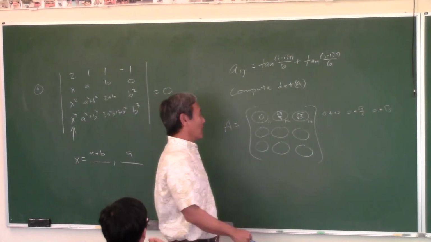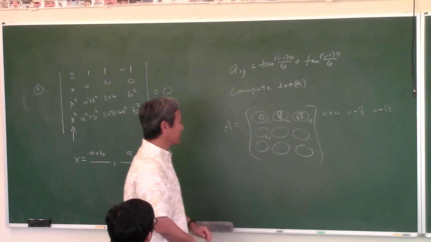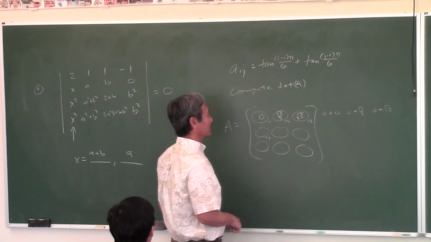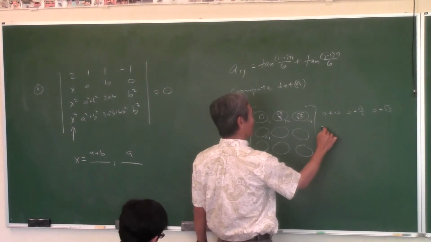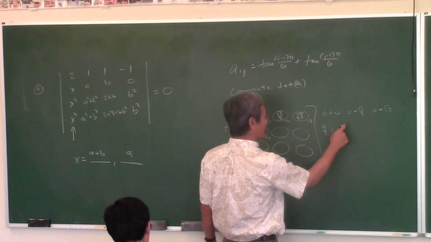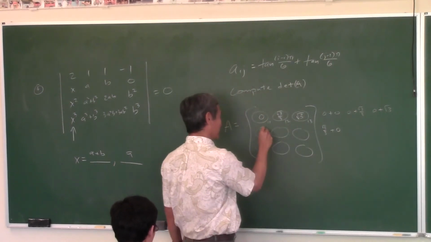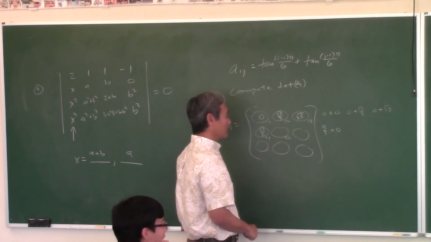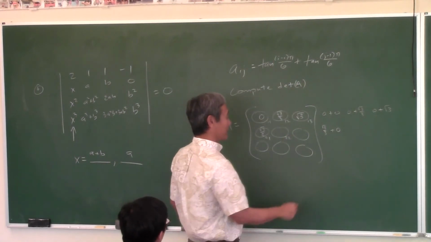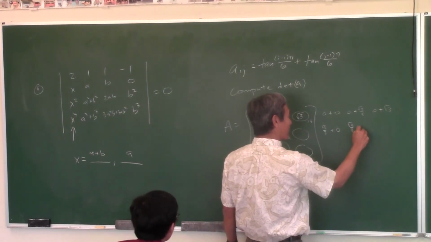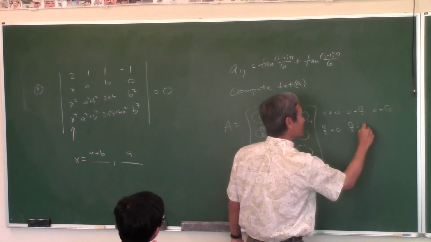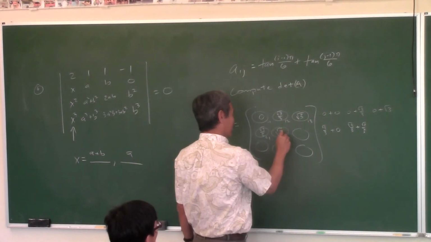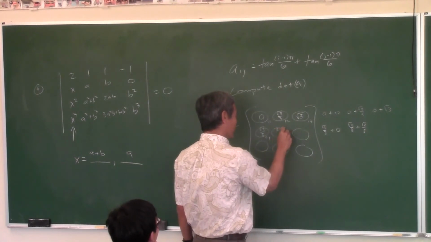Okay, this is 2,1. Plug in 2 for i and 1 for j. You get root 3 over 3 plus 0. Okay, so 2,2. Plug in 2 for i and 2 for j. It's going to be root 3 over 3 plus root 3 over 3. Look, there's a pattern going on here. That's 2 root 3 over 3.